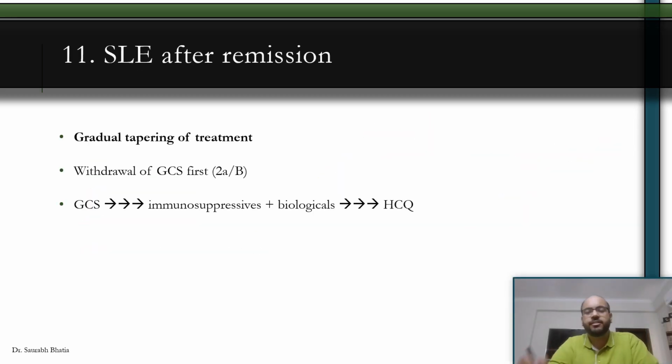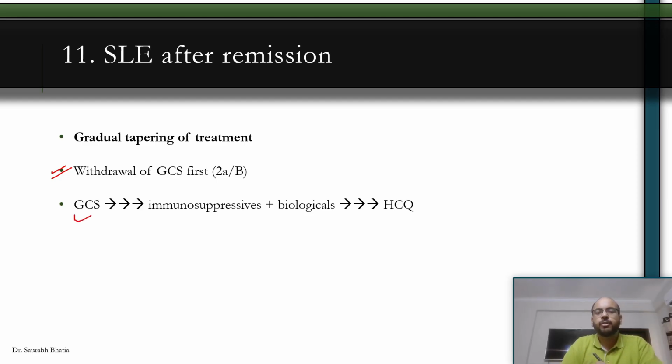The 11th recommendation is what to do when SLE is in remission or controlled with treatment. You gradually decrease the dose of treatment very slowly over the course of, let's say, decreasing doses every 2 to 4 weeks. In fact, there is a supplementary document to EULAR guidelines which is freely available on the internet, and you can find what is the speed at which you have to reduce the doses. Clear? Make sure that you withdraw glucocorticoid first. So steroids have to be reduced and then stopped first.